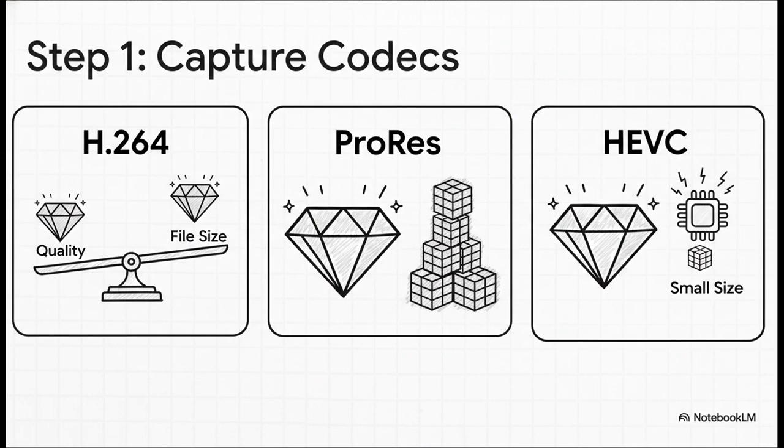So let's start with capture. When you're recording, your camera's already making a choice for you. Most cameras default to H.264, and for good reason. It's a fantastic balance between good quality and small files. Now, if you want the absolute best quality for things like heavy color grading, you'll want to use something like ProRes. Just be ready for those massive file sizes.